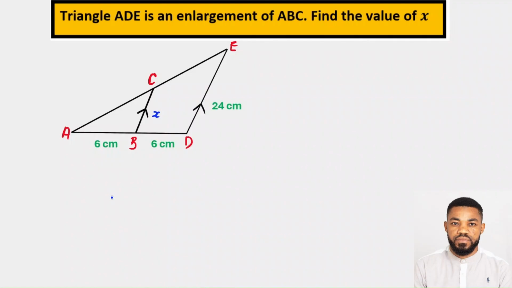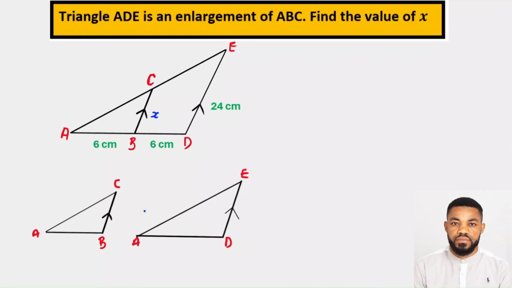Now let me do that here. When you redraw the shapes, this is what we get: triangle ABC, that's the small one, and triangle ADE, that's the bigger one. These are the two triangles. Now let's get the magnitudes. From the question, AB has been given to be 6 centimeters, so here is going to be 6 centimeters.